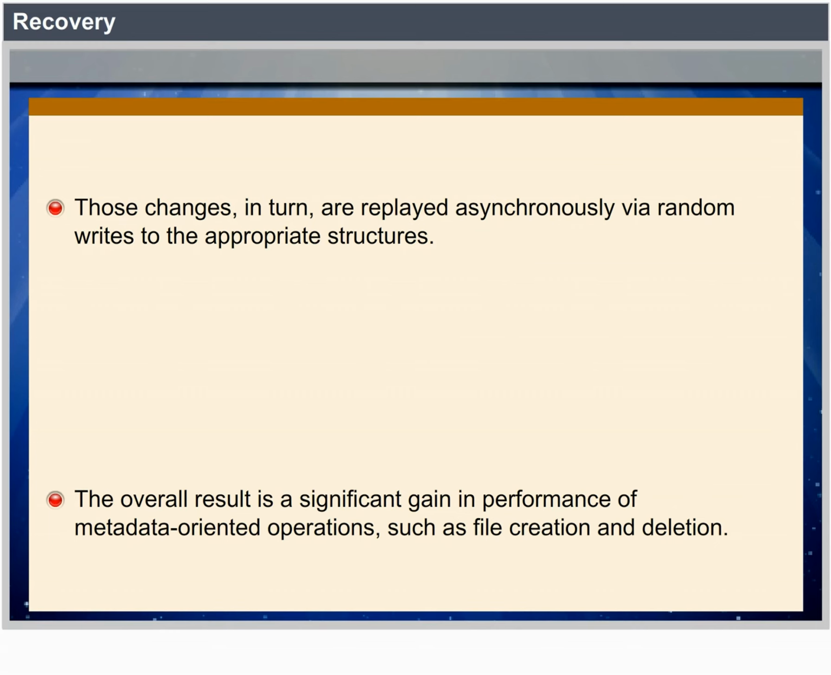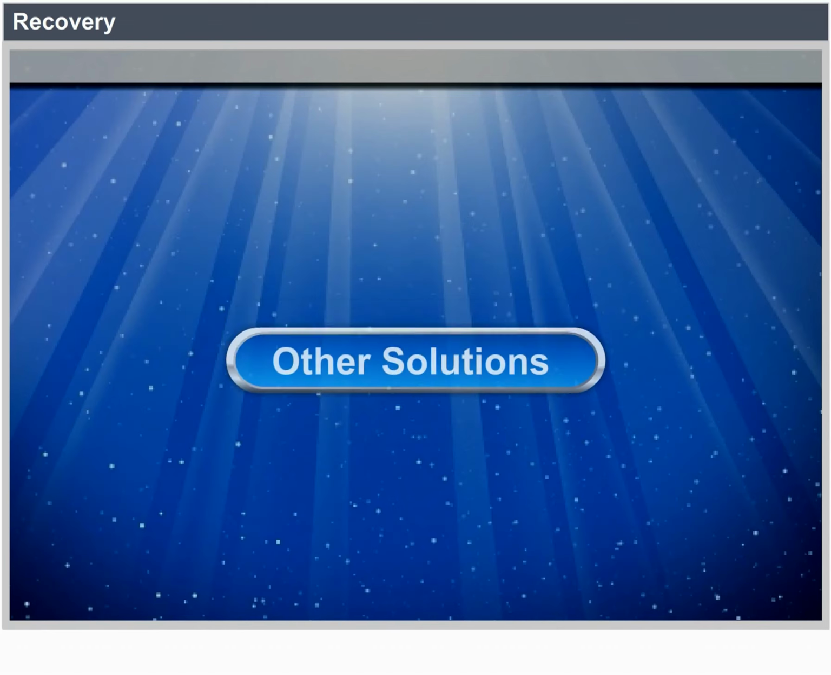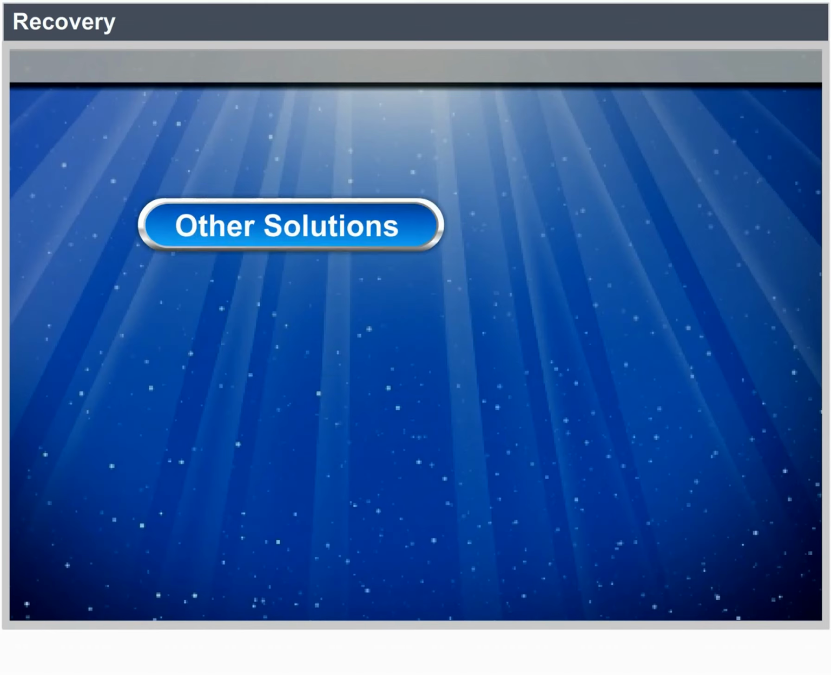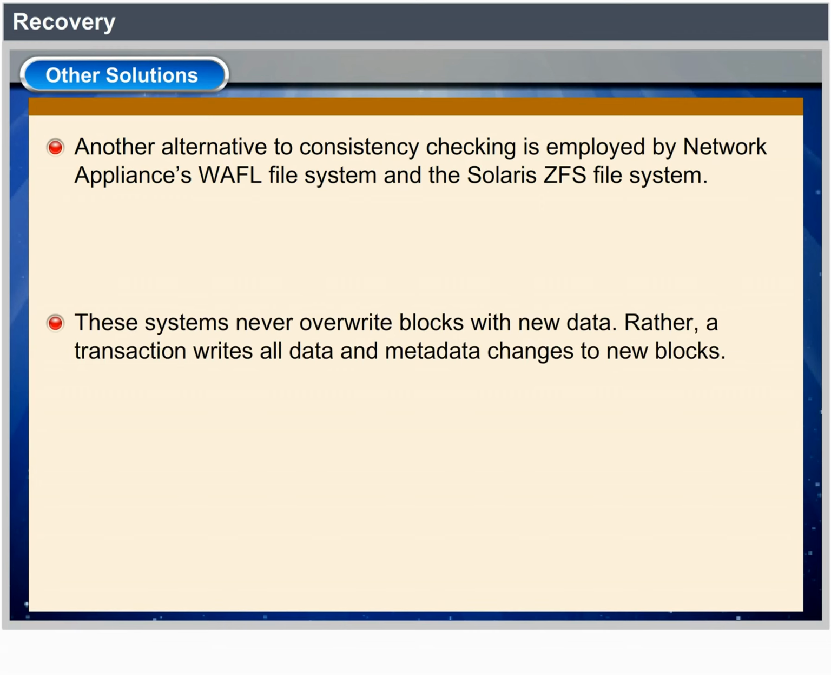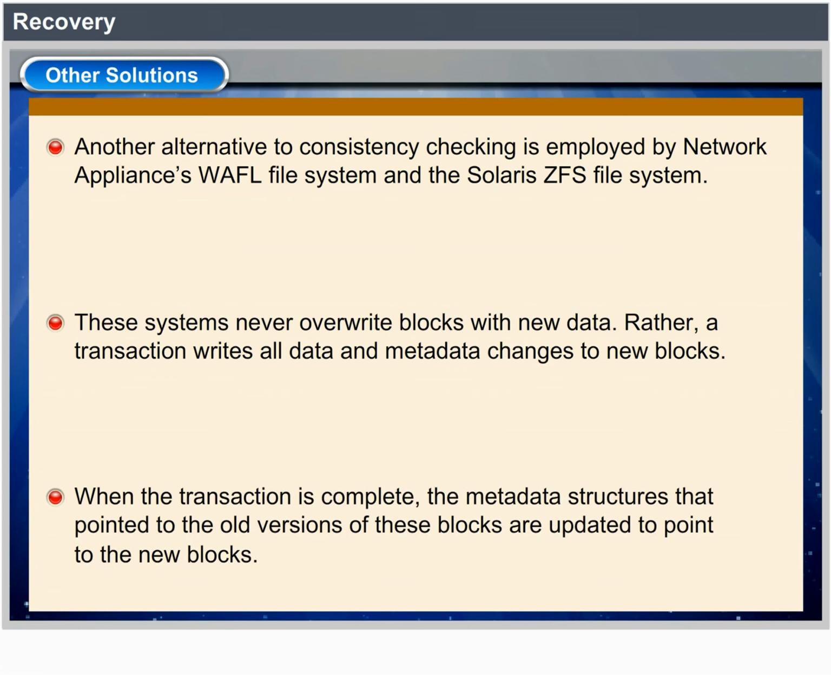Other solutions. Another alternative to consistency checking is employed by Network Appliance's WAFL file system and the Solaris ZFS file system. These systems never overwrite blocks with new data. Rather, a transaction writes all data and metadata changes to new blocks. When the transaction is complete, the metadata structures that pointed to the old versions of these blocks are updated to point to the new blocks.